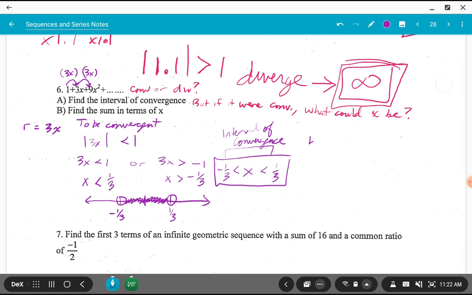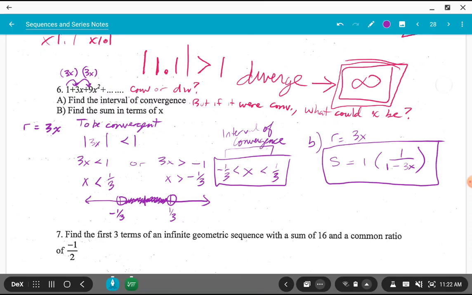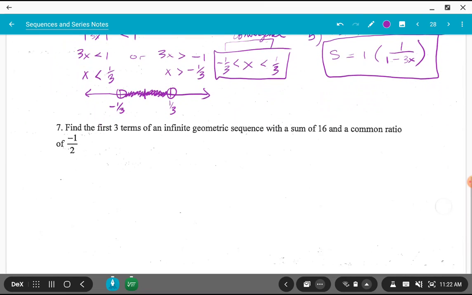All right, so let's go on to B. Find the sum in terms of x. Since we know that the ratio is equal to 3x, and if it is going to give us a sum, it's going to be convergent, the convergent series formula gives us S equal to the first term, which is 1, times 1 over 1 minus our ratio, 3x. And that's basically it. There's really nothing else you can do with this. That's going to be our sum because we don't know what that x value is. It's a range of values.